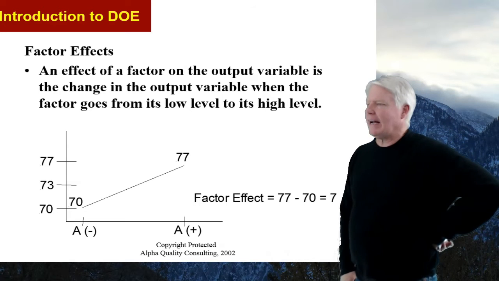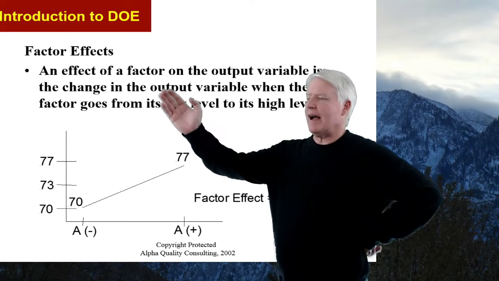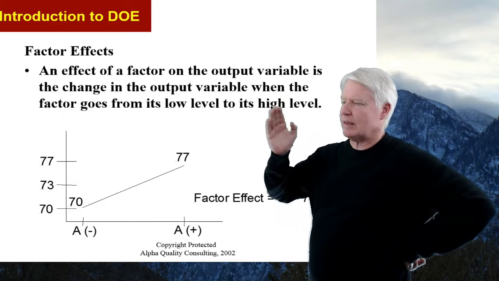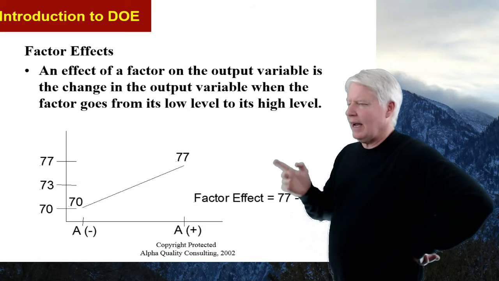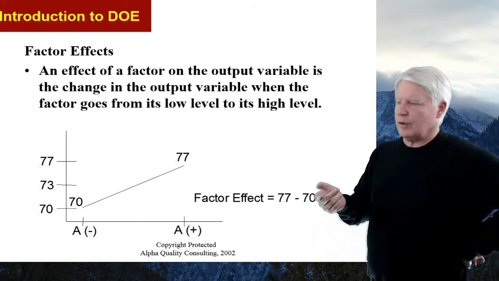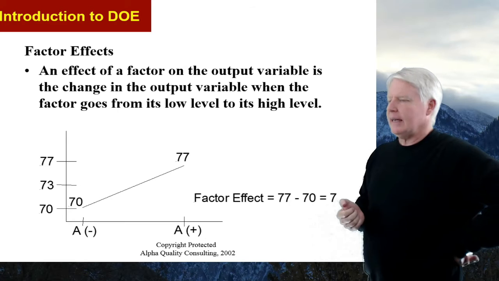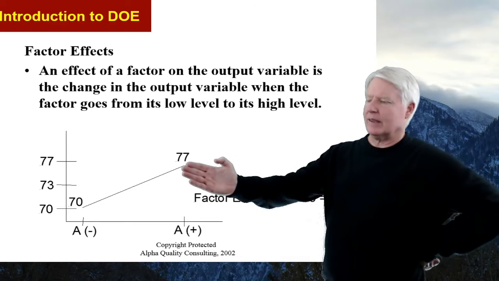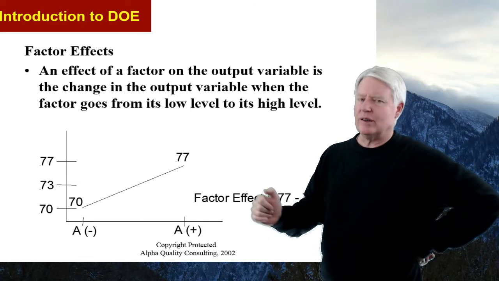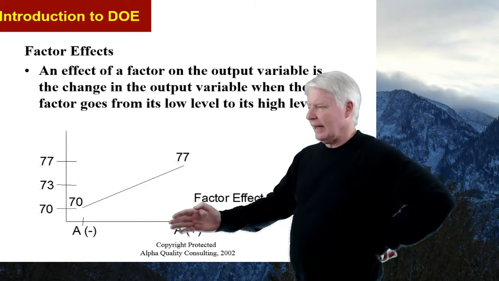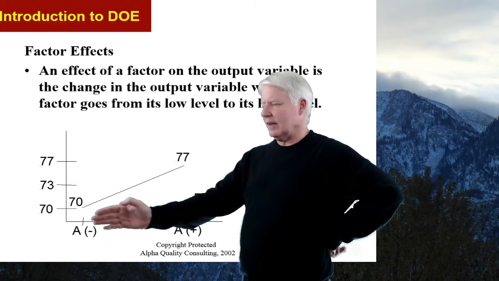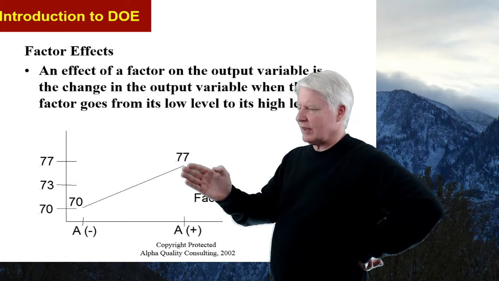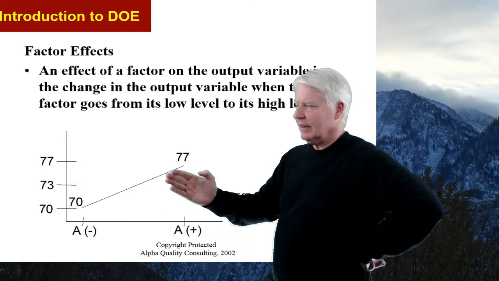Okay, let's move on. Factor effects: the effect of a factor on the output variable is the change in the output variable when the factor goes from its low level to its high level setting. We knew that. Nose folded in, nose folded out type thing. And what they usually do, people like to see graphics. They relate more to graphs than they do just numbers. So you say, okay, when this was at its negative setting, it went 70 units. And when it was at positive, it went 77. So what's the effect? 7 is the effect.